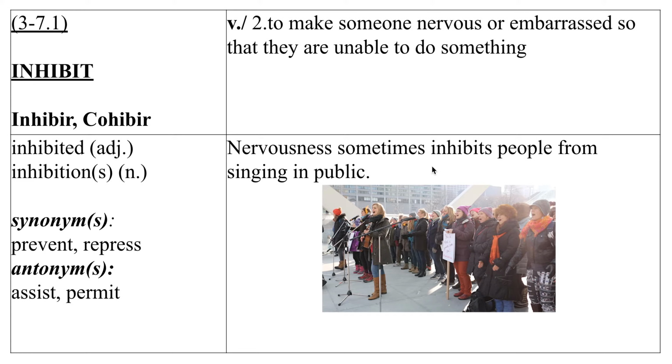Notice the structure here. There are two structures of a sentence with inhibit. For the other definition, it's inhibit a noun, slowing down a process. And that process, este proceso, va justo después del verbo. Para definición dos, la estructura es diferente. For this definition, we have to say a problem inhibits, and then a person, and then you add the word from, and then you say what the person wants to do. Here's an example: nervousness sometimes inhibits people from singing in public.